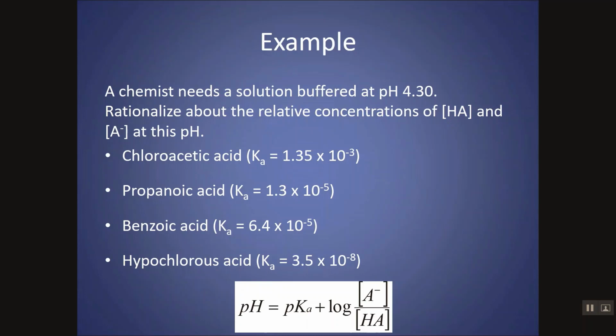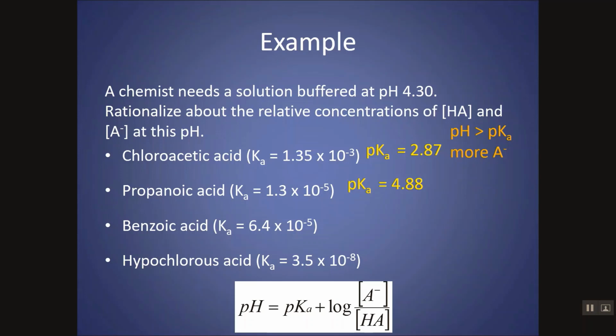Take a moment and try this example related to that. A chemist needs a buffer solution at 4.30. Let's rationalize, and these are the same acids as before, about the relative concentrations of the acid form versus the base form at this pH. So you're just comparing your pKa to your pH. Okay, in this situation, the pH is higher, it's 4.30 versus 2.87, so I'm going to need more of this conjugate base form present. I'm going to have more of that present in my solution in order to get the desired pH.